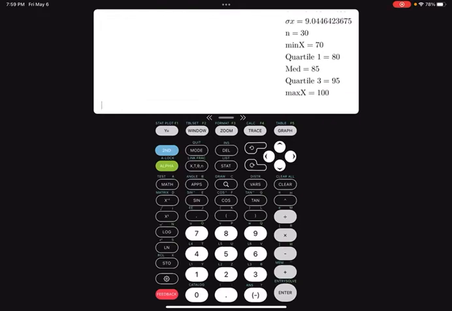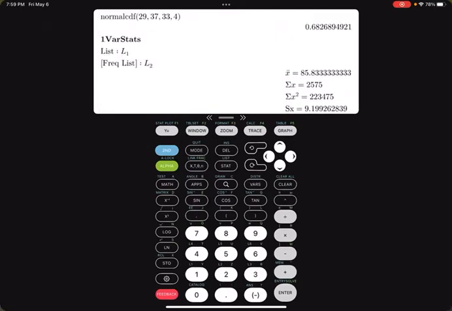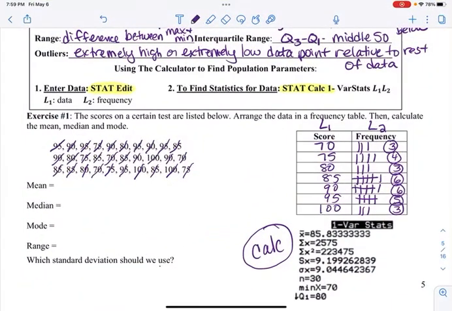I have my minimum score was 70, quartile 1 was 80, the median was 85, the quartile 3 was 95, and the maximum score was 100. So now on my paper, they just asked me what the mean was. So the mean was 85.8, okay?